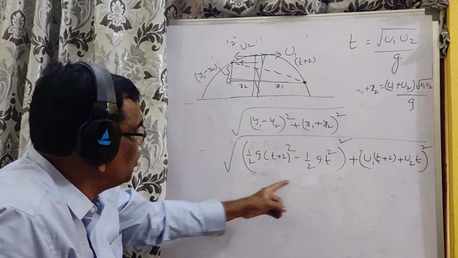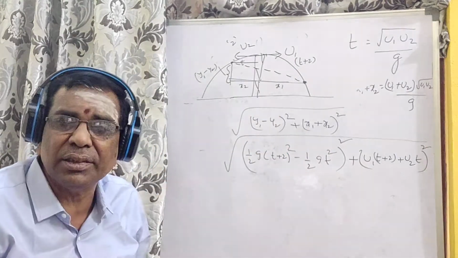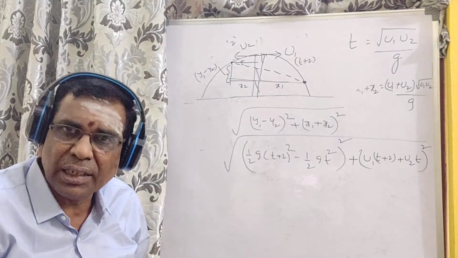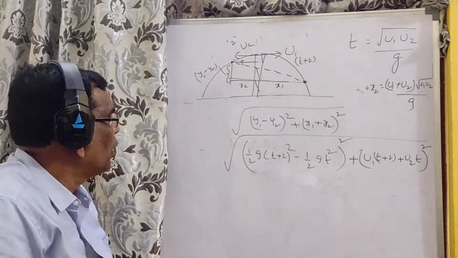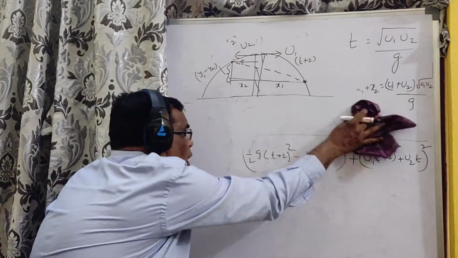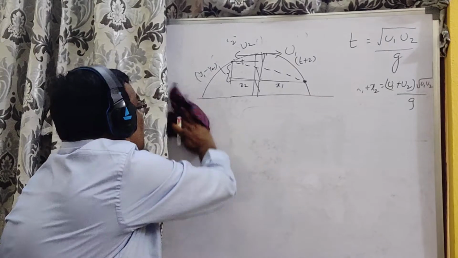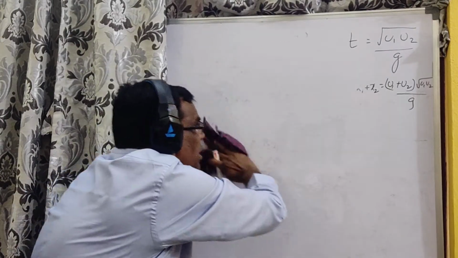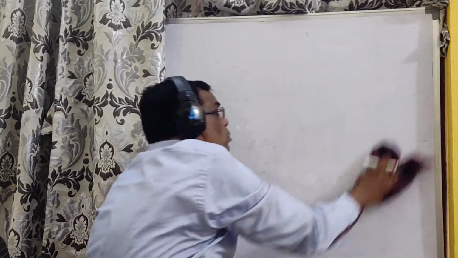That's what we tried to do, and then we got such an answer. I hope this is clear to you. That's how you have to work out the problems based on this. Now, what kind of models do you come across in this?